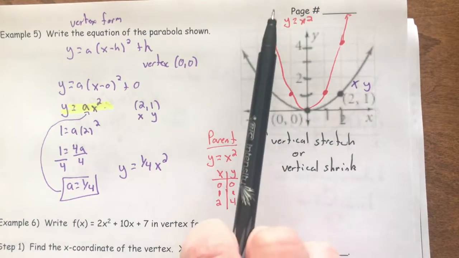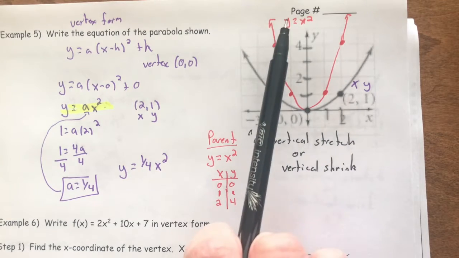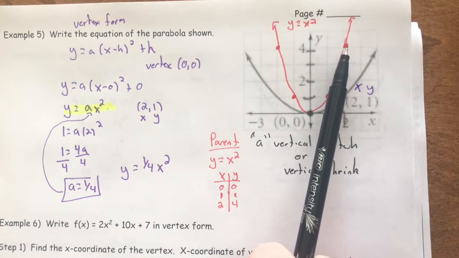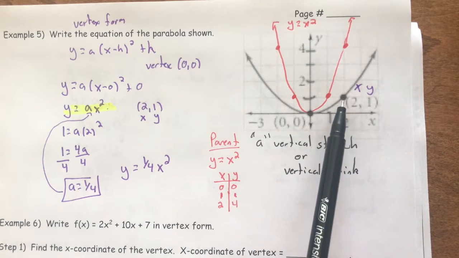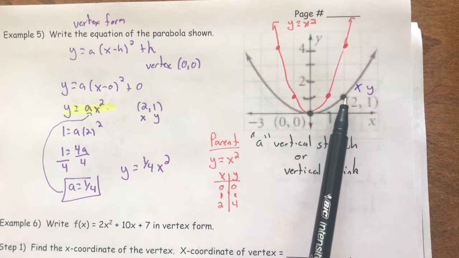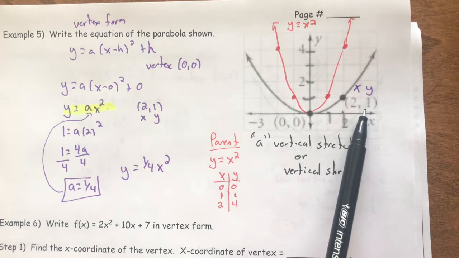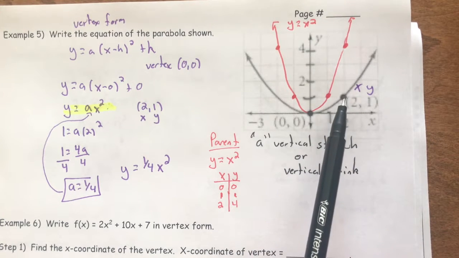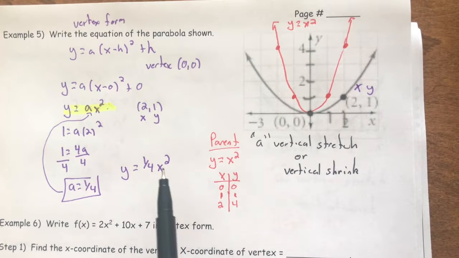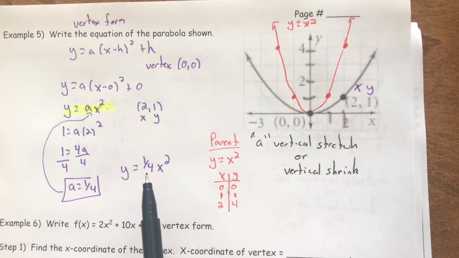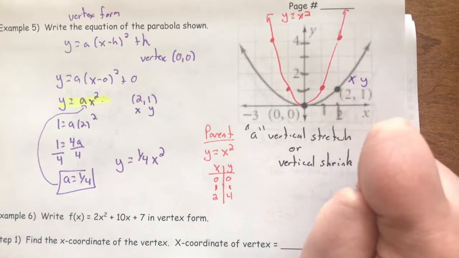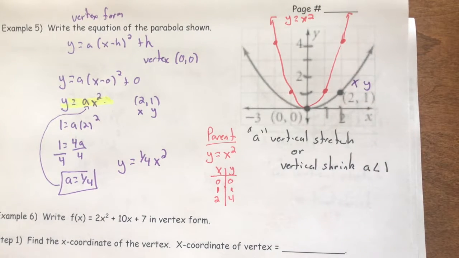So we take a look here. Here's the original parent function, and we can see it in red. Now, when I look at my output, for example, at 2, 4 when I'm at red, when I look at the output when I'm at 2 with the other function, y equals 1/4 x squared, I see that my height is only at an output of 1. So it went from 4 to 1. Here we have a vertical shrink in height. Our a value reflects that it's going to be a vertical shrink, because when our a value is less than 1, it's going to shrink our vertical height. So if we see our a value is less than 1, it's going to be a vertical shrink.